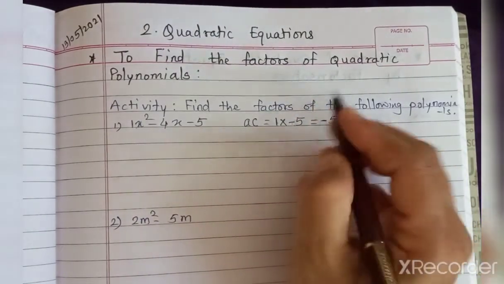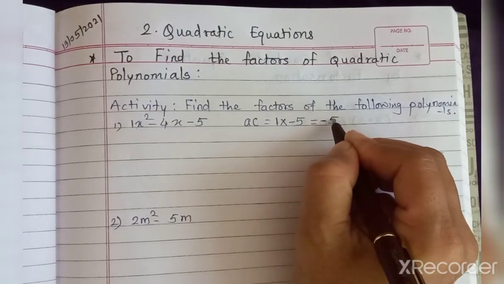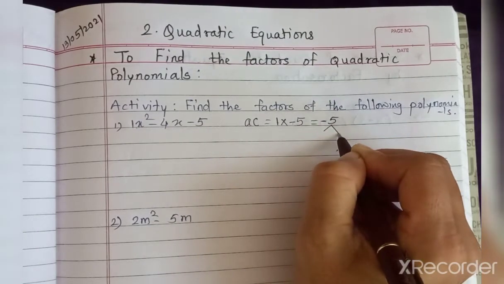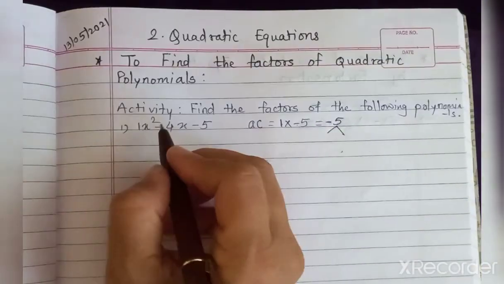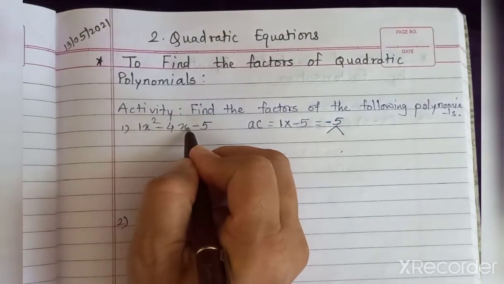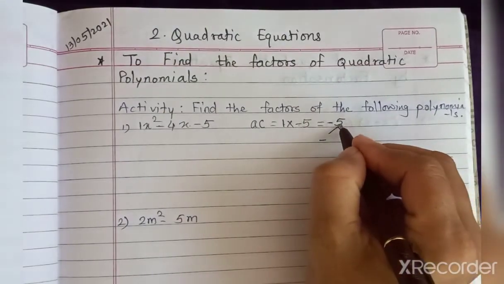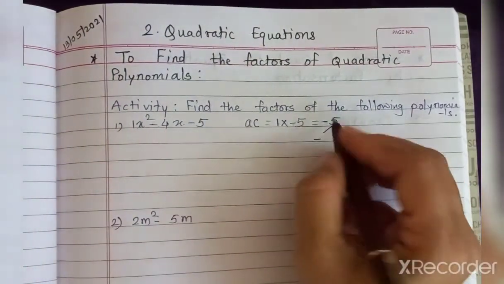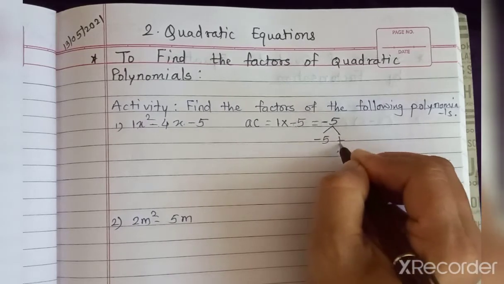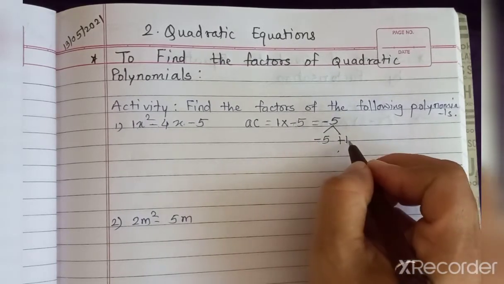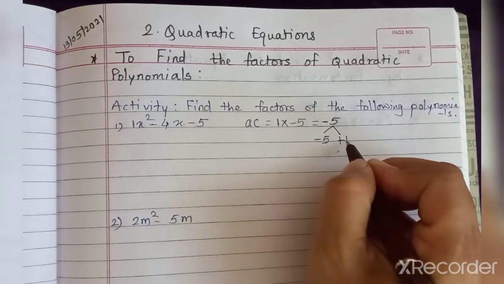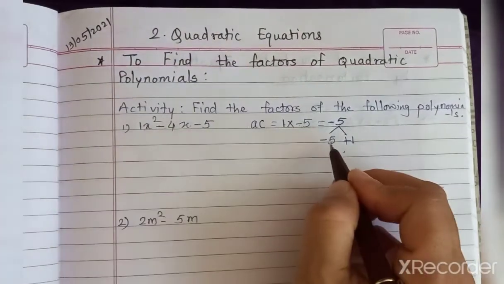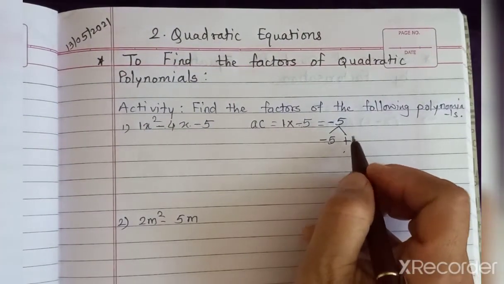After finding the value of AC, find two numbers whose multiplication is minus 5 but whose addition is minus 4. So which are the numbers? The numbers are minus 5 and plus 1. If I multiply minus 5 and 1, we get minus 5 as the answer, and if I add these two numbers, I get minus 4. Therefore we are taking these two numbers.